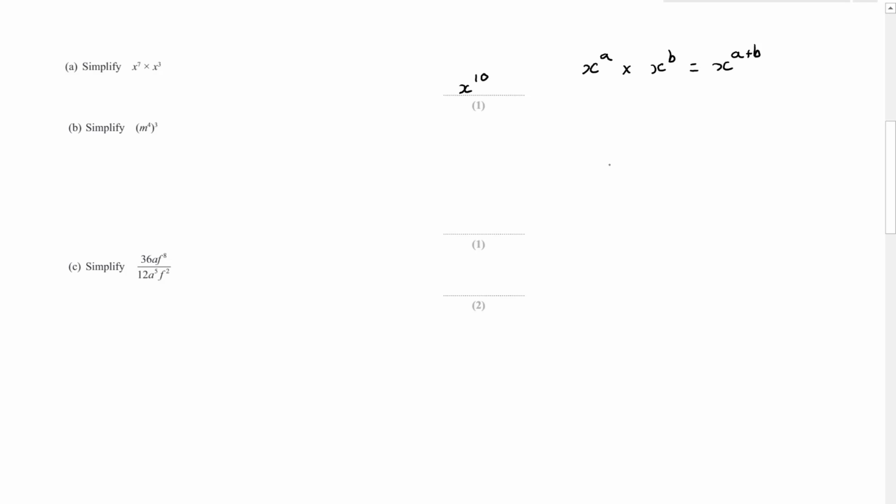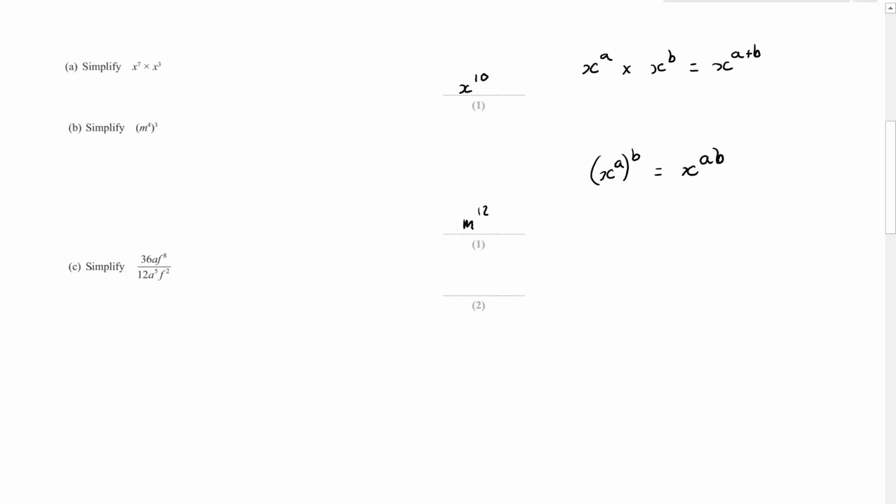Now the second question is going to use this formula where x to the power of a, all to the power of b, is the same as x to the power of a times b, where in this case a and b are 4 and 3, so this is going to be m to the power of 4 times 3, which is m to the power of 12.